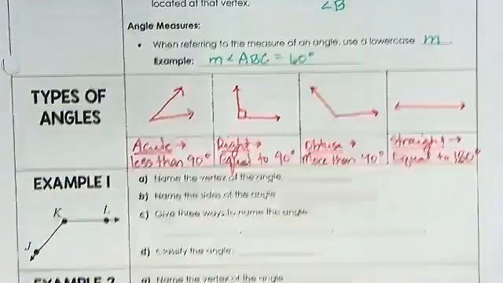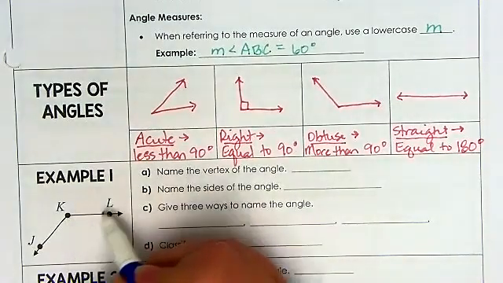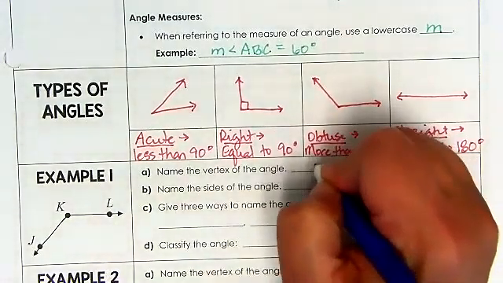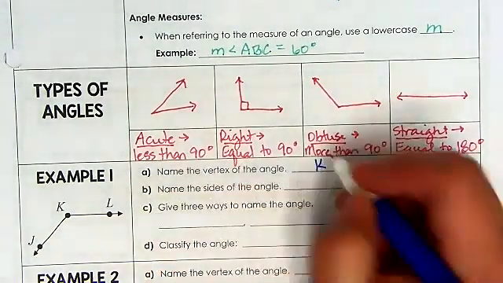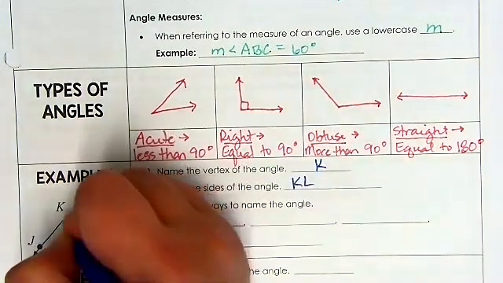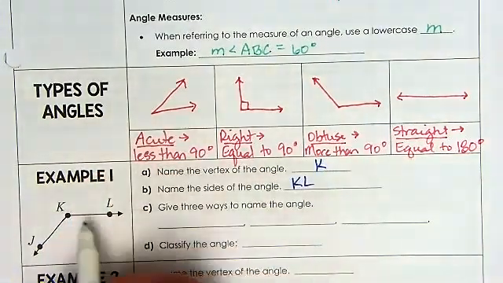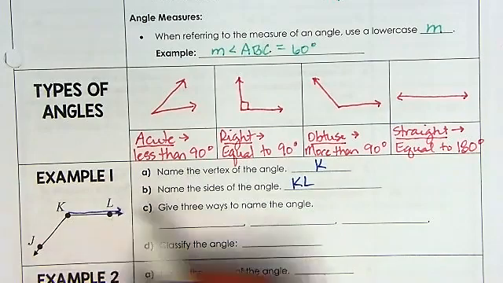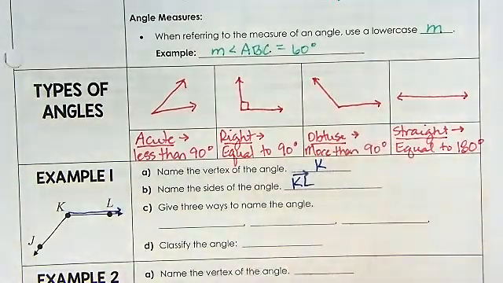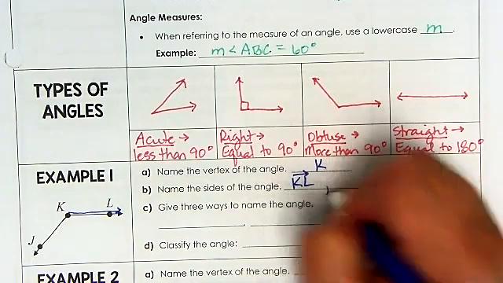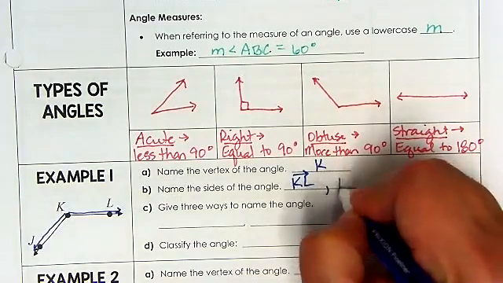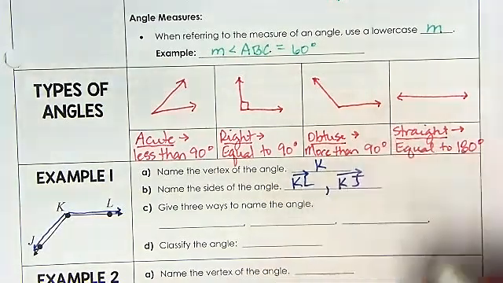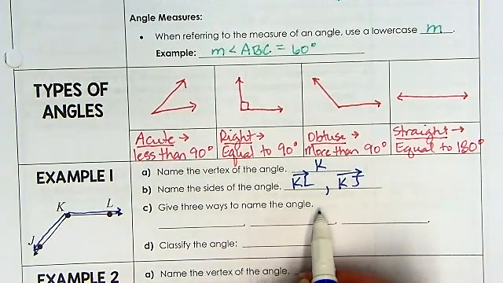All right, here we go. Moving right along. Let's work this example. Name the vertex of the angle. That's the center. So the vertex is K. Name the sides of the angle. That's going to be KL. From here to here, and it goes this way, so we put an arrow on top of it. And KJ.